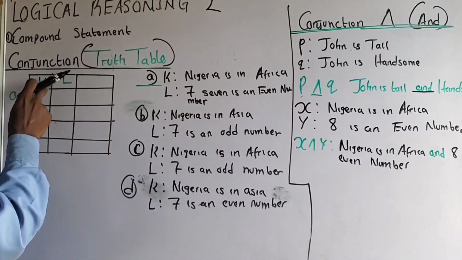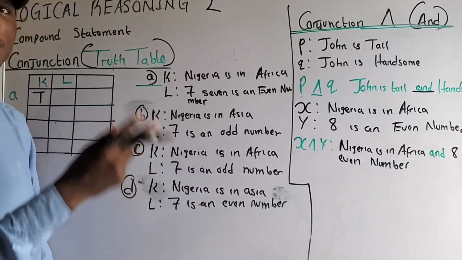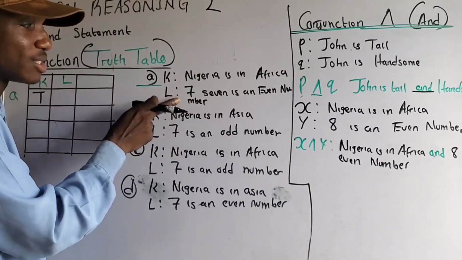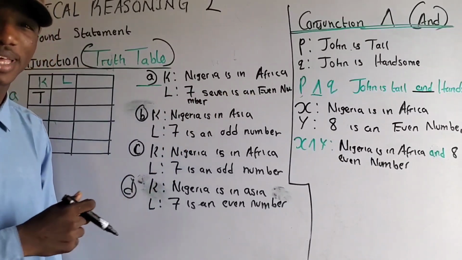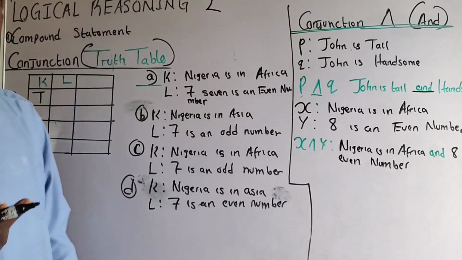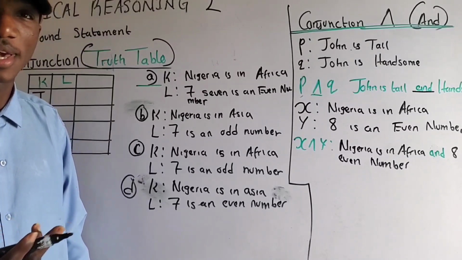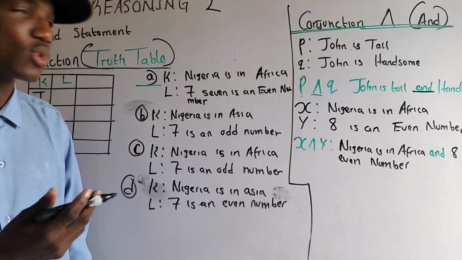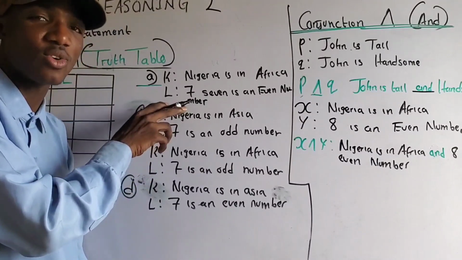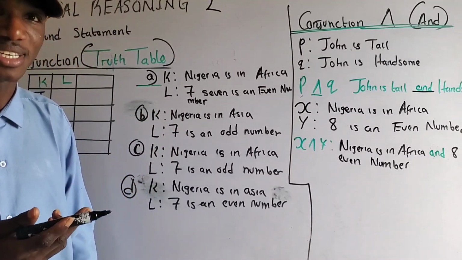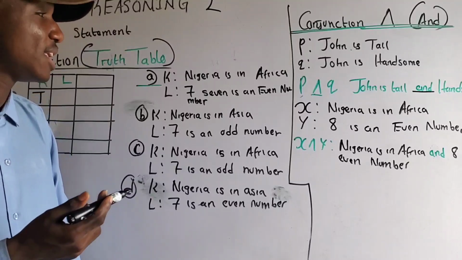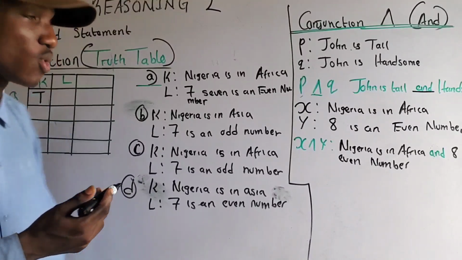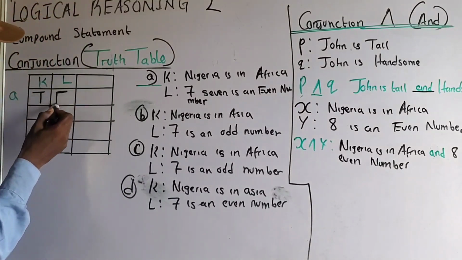Now, let us look at L. L is the second part of the first statement. The second part is what? 7 is an even number. Okay? Now, look at this. Is 7 an even number or not? Okay, 7 is not an even number, 7 is an odd number. So that means that the truth value of the second statement is what? It is false. Are you getting it? Because 7 is not an even number, it is an odd number. So we're going to have F here.